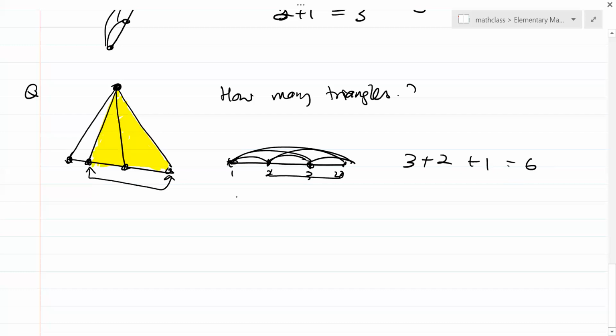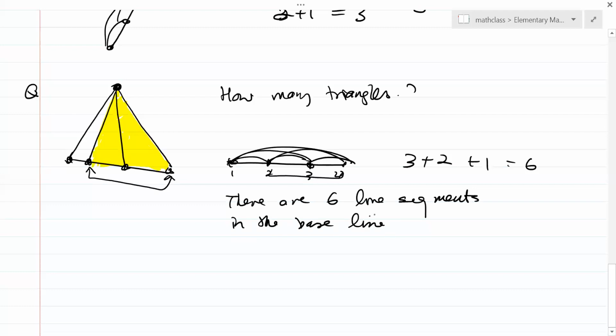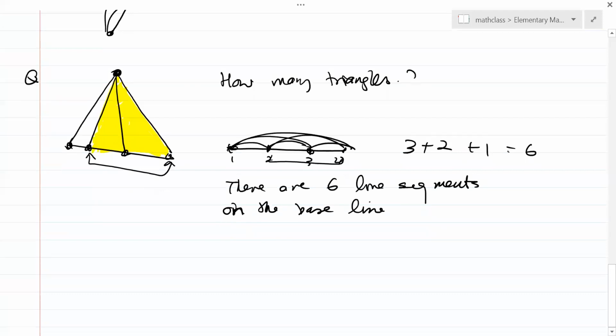All right, so there are 6 line segments on the baseline. Each line segment determines one triangle, right? That's why in mathematics sometimes you have to change the problem to another equivalent problem that helps you solve it. So the total will be 6, because each line segment determines one triangle.